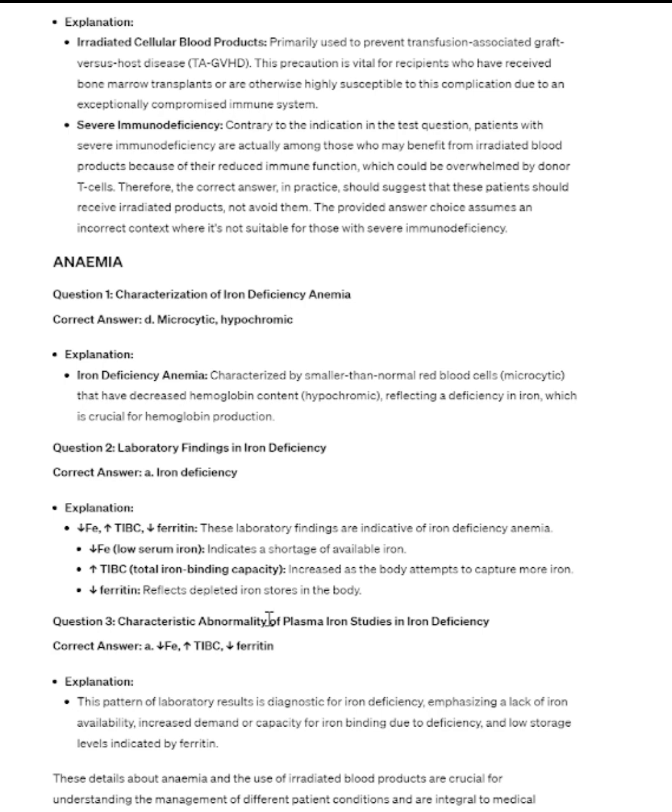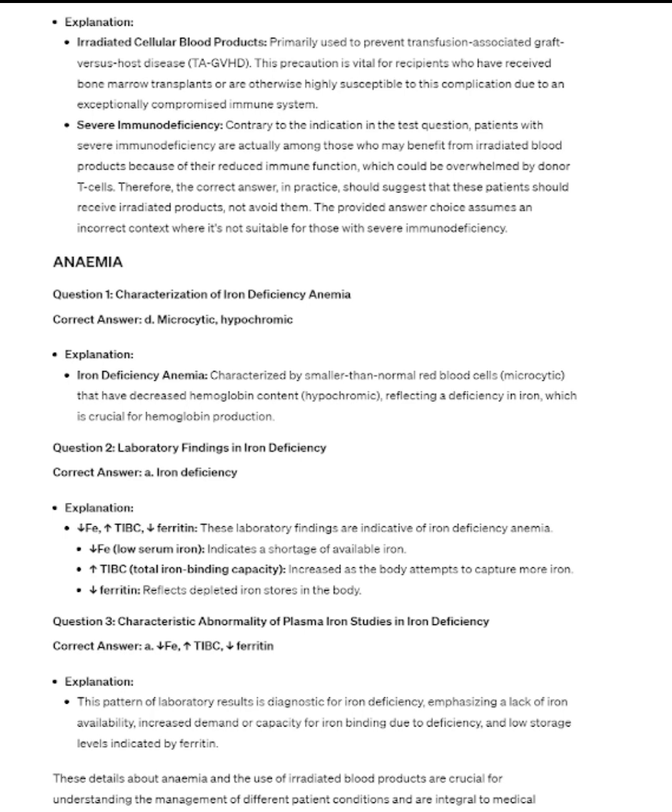Anemia. Question 1. Characterization of iron deficiency anemia. Correct answer, D. Microcytic hypochromic. Explanation. Iron deficiency anemia is characterized by smaller than normal red blood cells, microcytic, that have decreased hemoglobin content, hypochromic, reflecting a deficiency in iron, which is crucial for hemoglobin production.